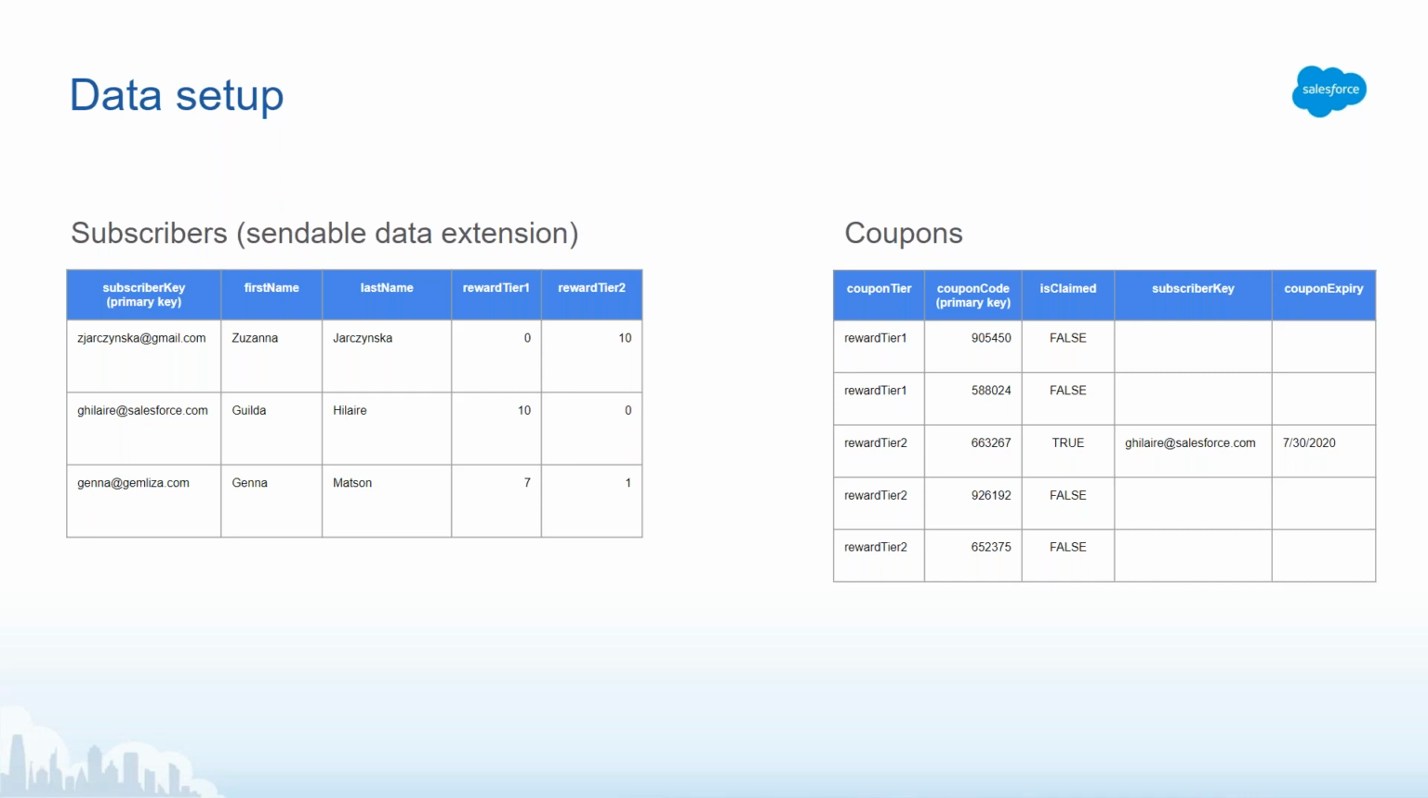If you look at the second data extension, it stores the coupon data. We have 2 different coupon codes for 2 different reward tiers. And once a coupon is claimed, we change the is claimed value to true. We insert the subscriber key and the subscriber who claimed the coupon, along with the coupon expiry date.